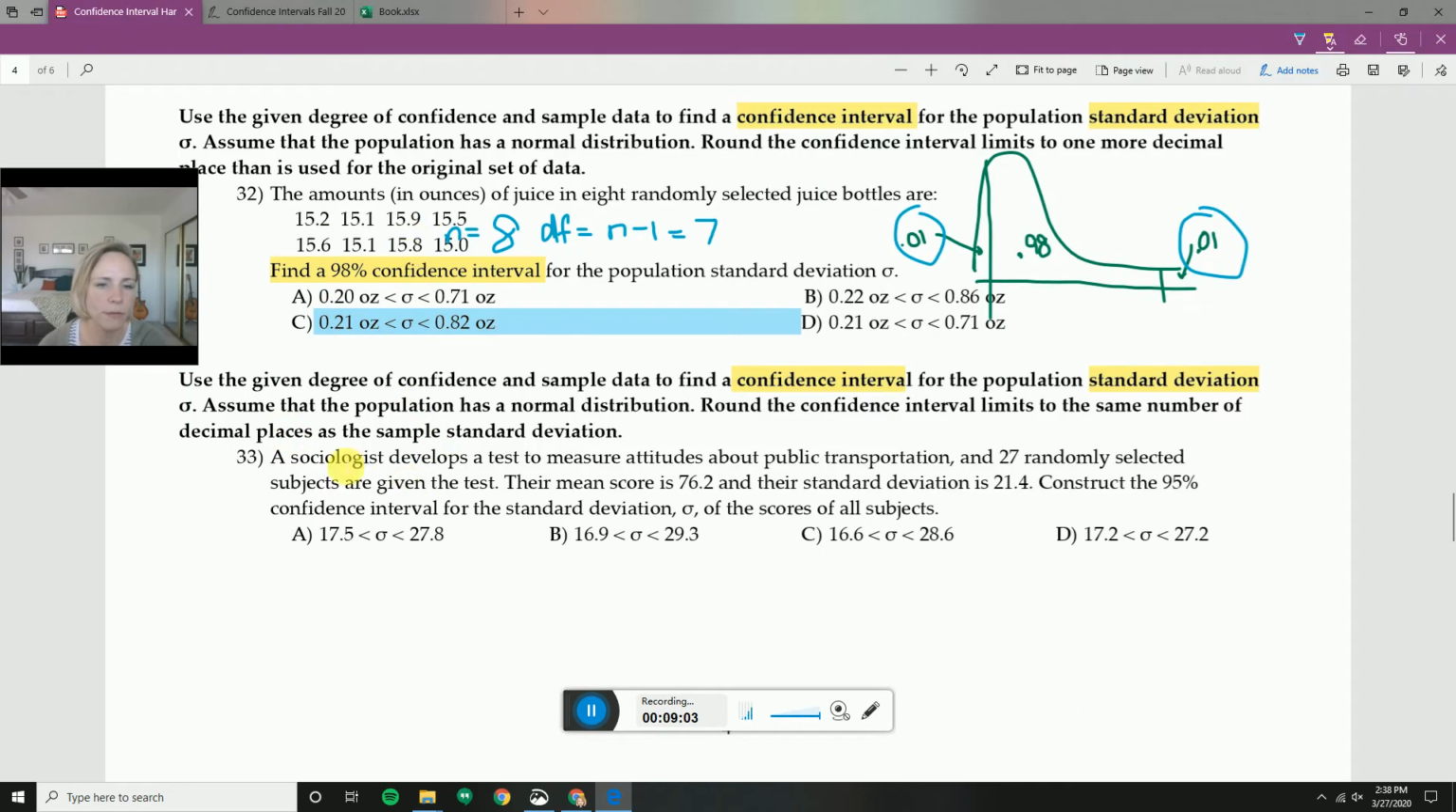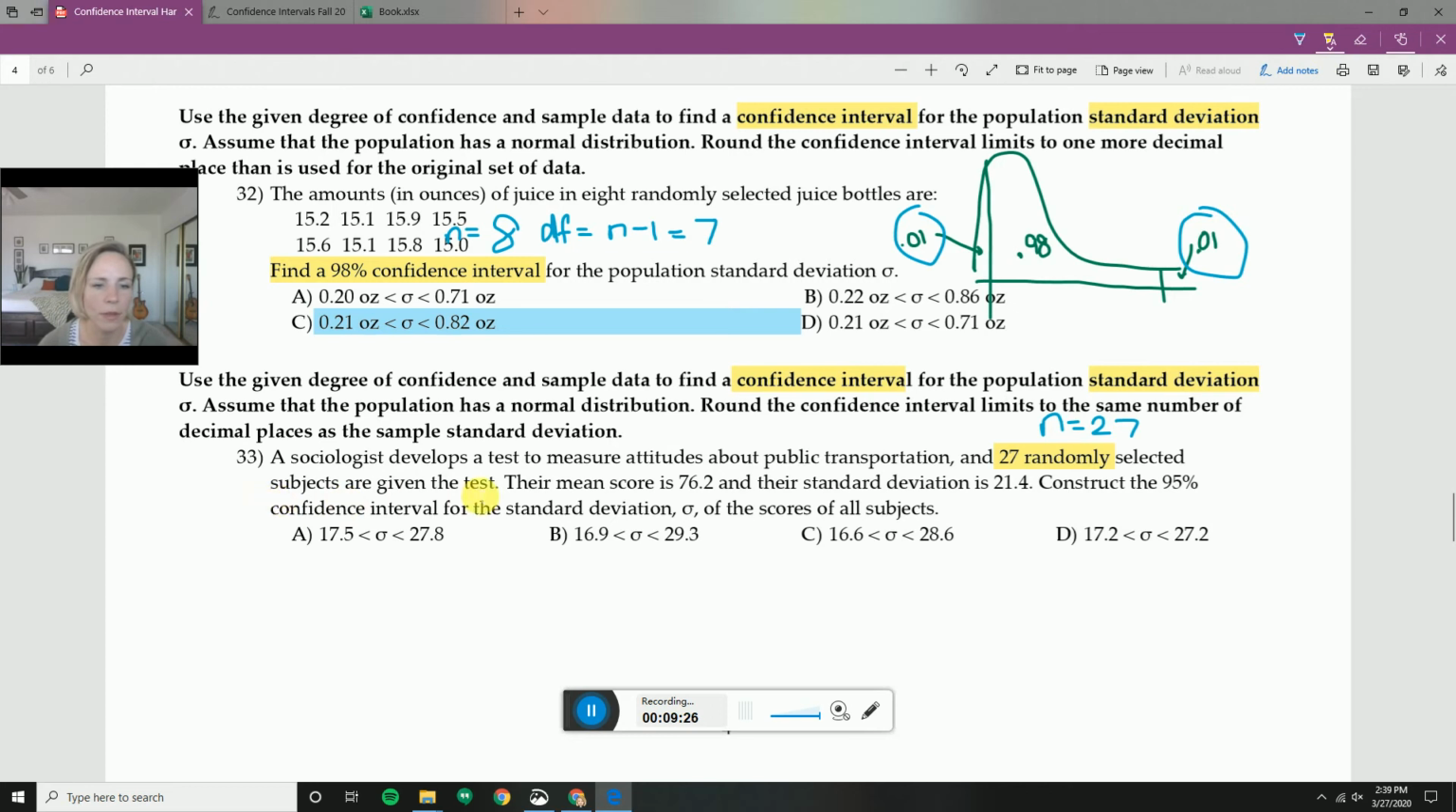This one doesn't give us raw data, so we've got to read through this problem and collect all the pieces that we need. A sociologist develops a test to measure attitudes about public transportation, and 27 randomly selected subjects are given the test. 27 randomly selected subjects, that means n is equal to 27.